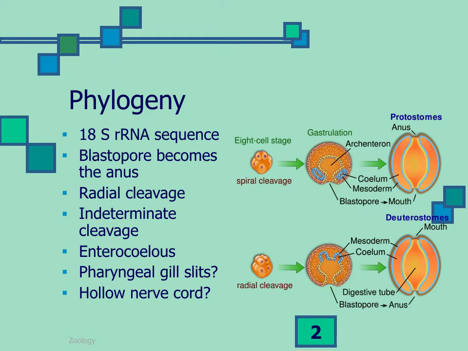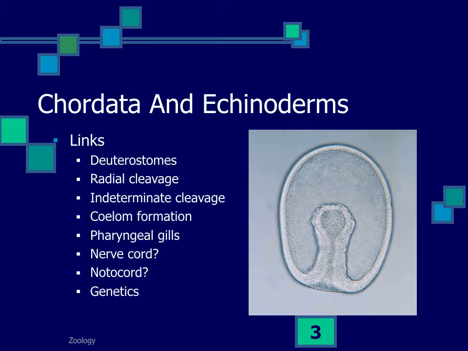They have indeterminate cleavage. They usually have radial cleavage. They form the coelom from outpocketings of the forming gut. And it turns out deuterostomes may have some other features like pharyngeal gill slits and a hollow nerve cord. Both chordates and echinoderms are deuterostomes. They both share that radial cleavage, indeterminate cleavage, forming the anus from the blastopore, forming the coelom from outpocketings of the gut, and then those pharyngeal gills and nerve cords and possibly notochords.